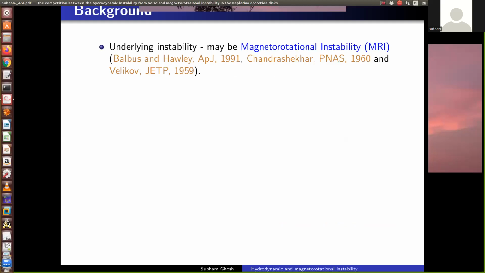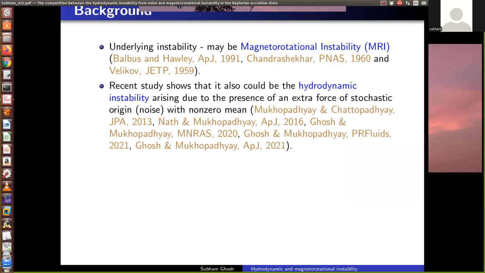So it was 1991 when Balbus and Hawley put forward the idea of magnetorotational instability, in short MRI. But even though it is quite popular, there are some sites where MRI ceases or does not work. So keeping in mind those sites, and in general, there are recent studies which show that it could be the hydrodynamic instability itself, which arises due to the presence of an extra force of stochastic nature, or we can call it noise, which has non-zero mean.